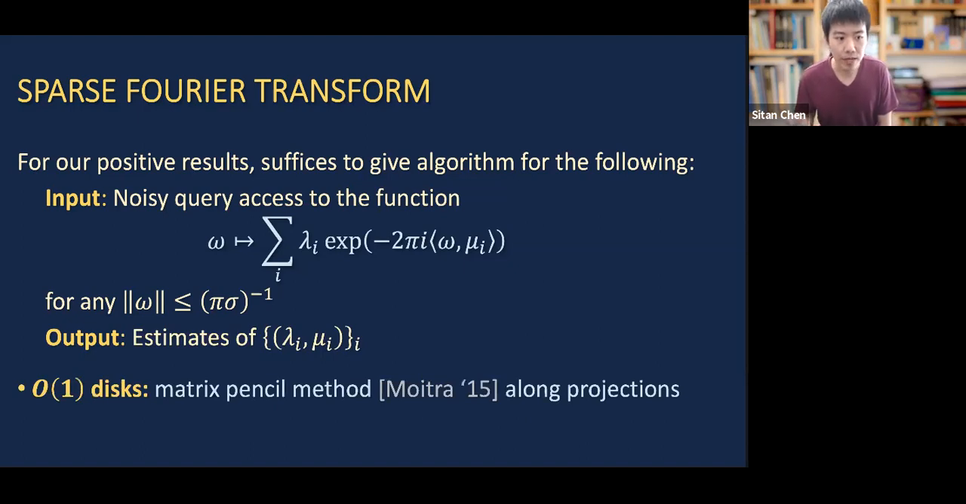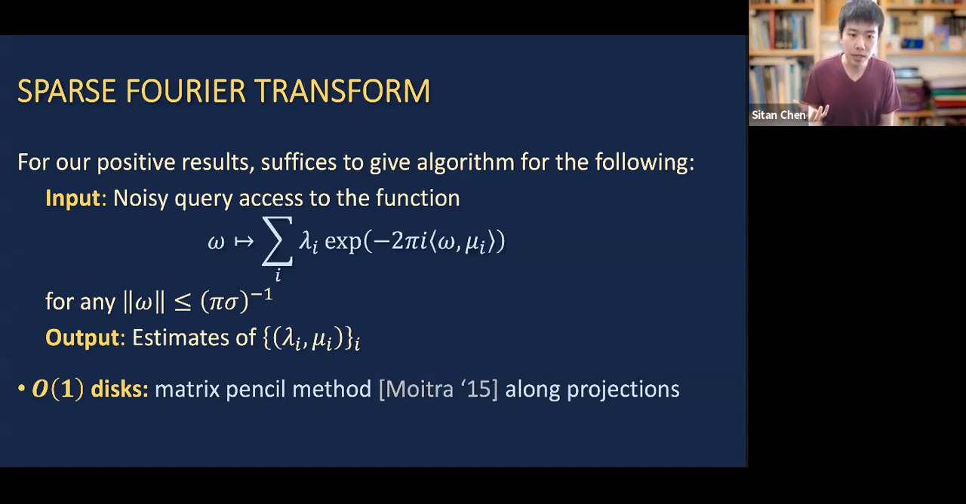And in the regime where we have a constant number of disks, our technique is simply to appeal to existing algorithms for the univariate case. Okay? So we've shown in previous work that in the univariate case, we essentially have an optimal algorithm that's based on something called the matrix pencil method.